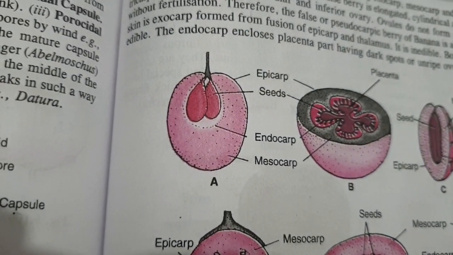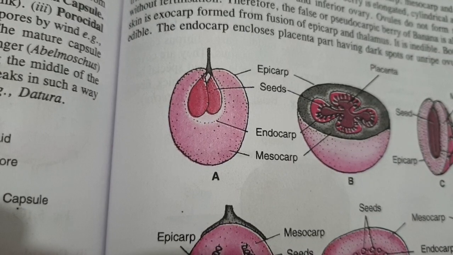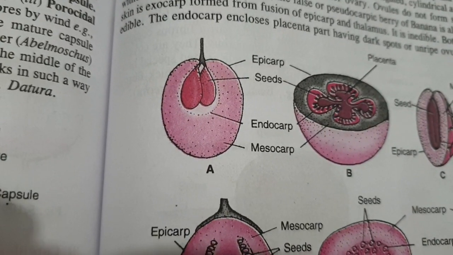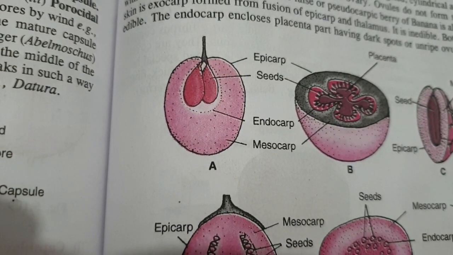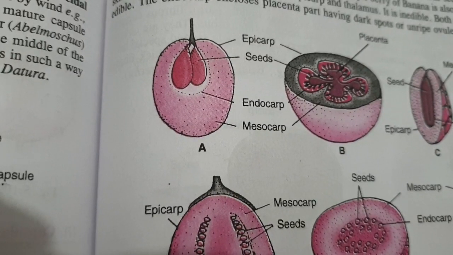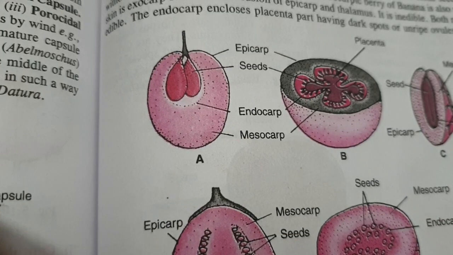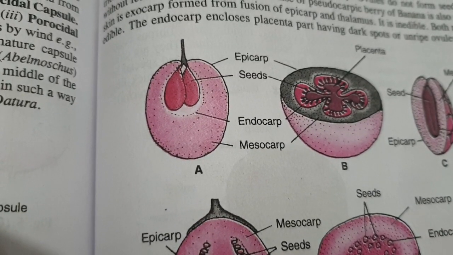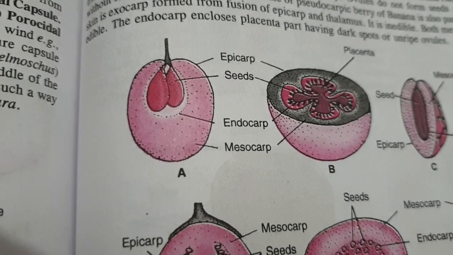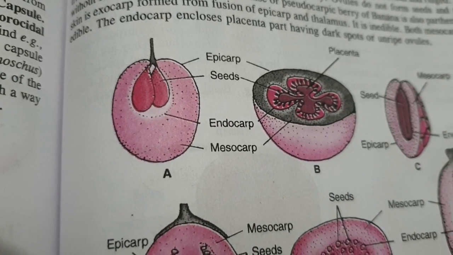The simple succulent fruits, here the pericarp and other parts are fleshy. First one you can see in case of berries. Okay, first type is berry. Here the pericarp is fleshy and is differentiated into outer epicarp, middle mesocarp and inner endocarp, as for example tomato.